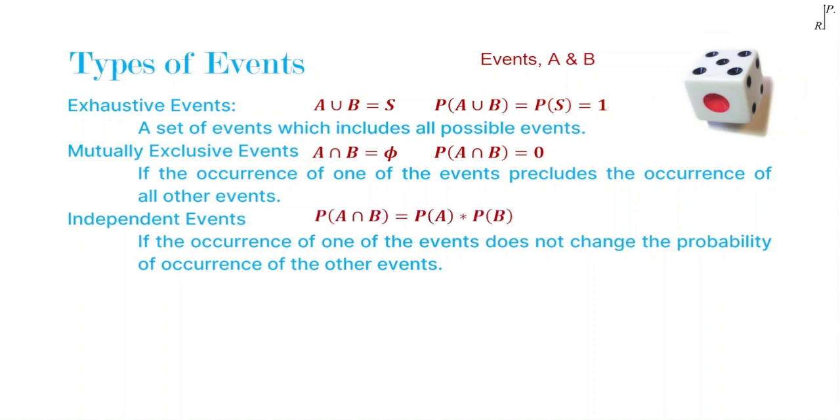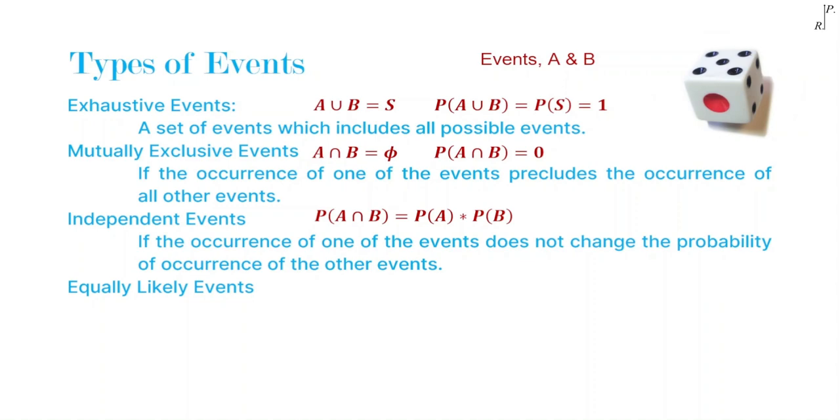Now, events A and B are independent if we have probability of A intersection B equal to probability of event A multiplied by probability of event B. So, for events A and B to be independent events, they should satisfy this condition.